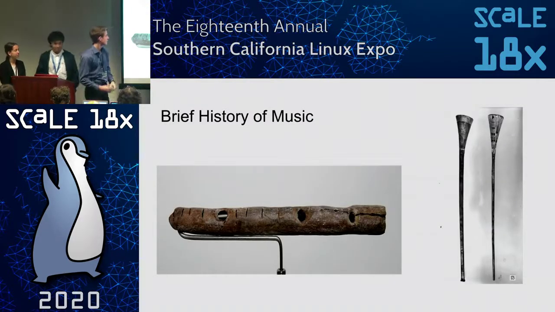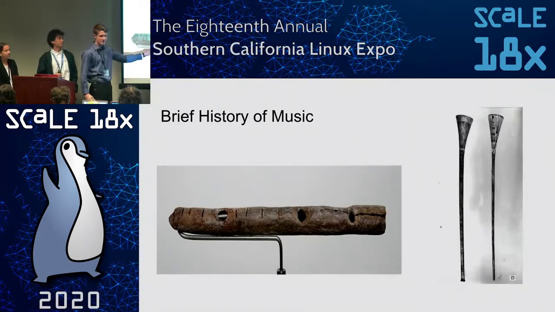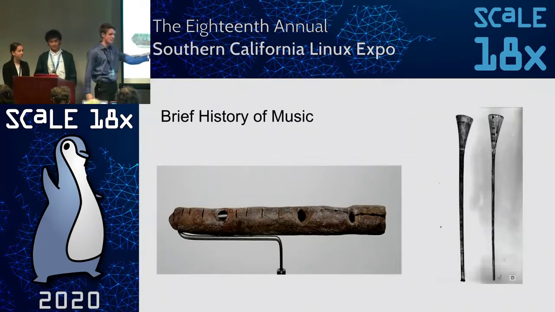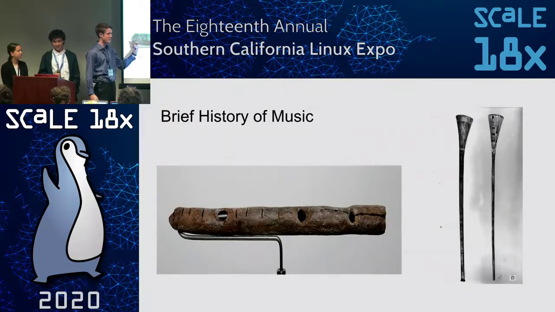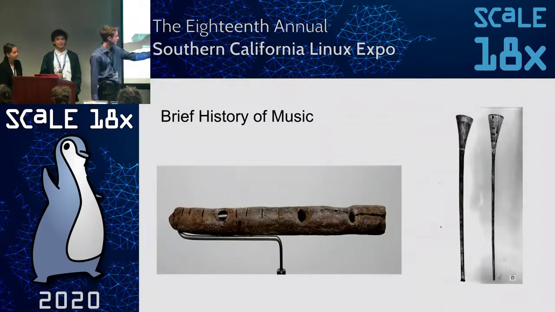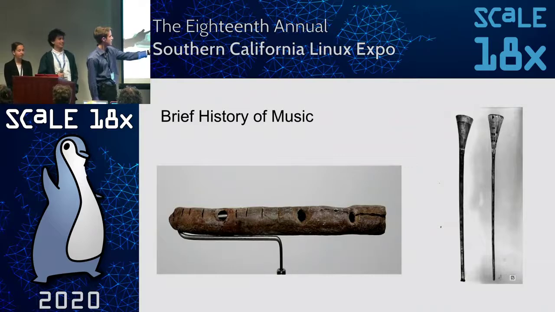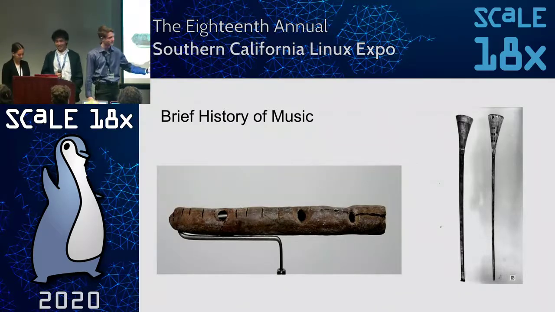So, the brief history. So, this is the flute. This was the first ever instrument made. It was made 44,000 years ago, and it's made out of elephant ivory and bird bone. And over here are some trumpets made 3,300 years ago in Egypt, made of bronze, copper, and silver.